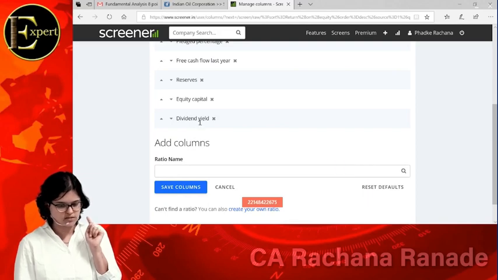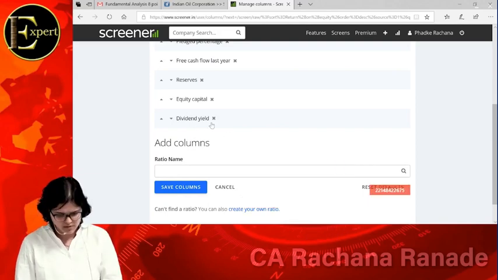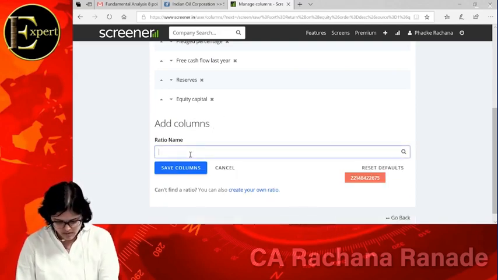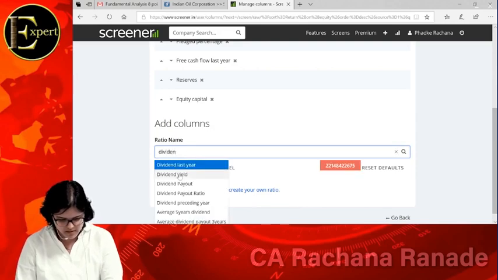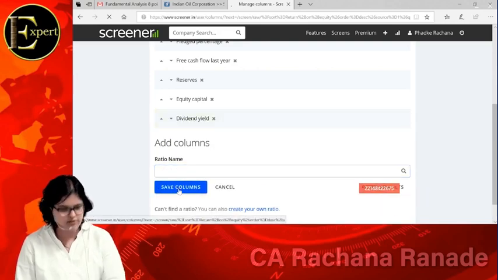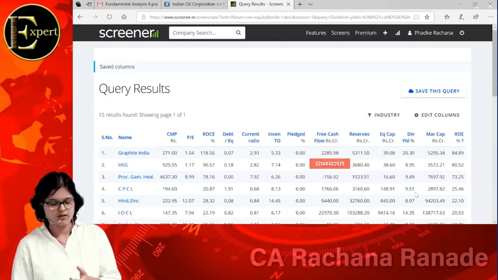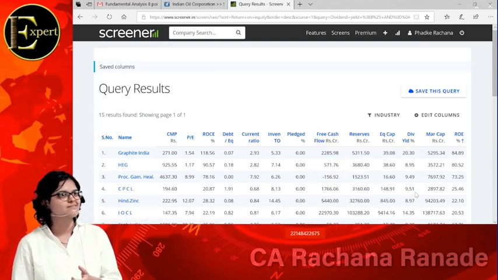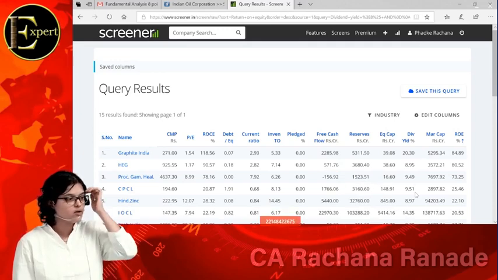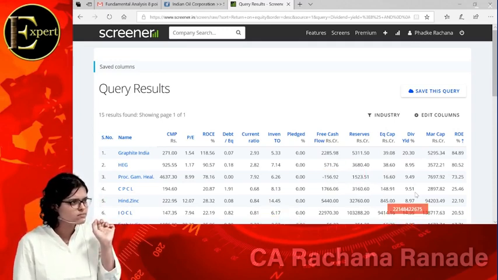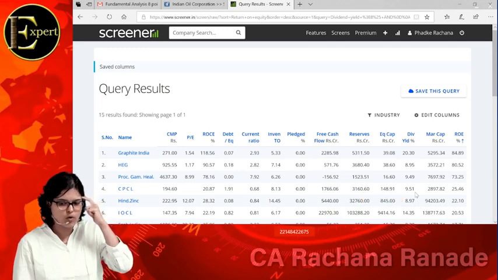So it went up here, see. I'll show it one more time. Dividend yield. Save columns. So every single time now it will show me how much is dividend yield. Okay. So how did we go about it right now? Do you want to quickly write it down? How the flow went overall?